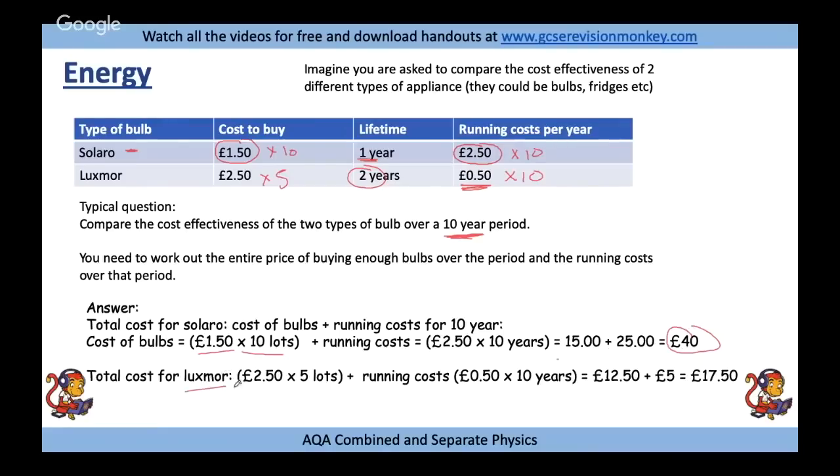Next, Luxmore bulbs, £2.50 times 5. It's 5 because each one lasts for 2 years, and I've got to cover 10 years. So £2.50 times 5. Running costs, 50p times 10 years, giving me a total of, just adding those 2 values together, £17.50. Okay, so I can see my conclusion is Luxmore bulbs are more cost effective.